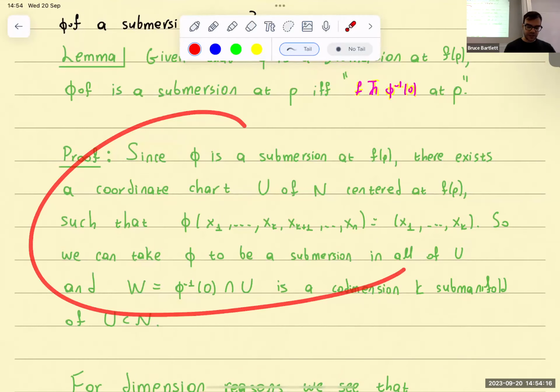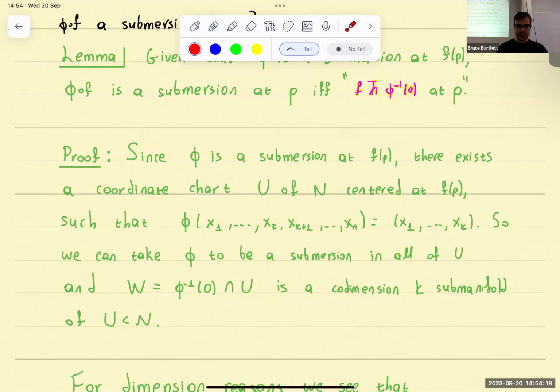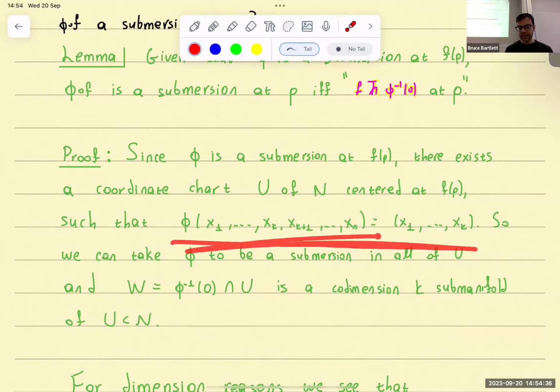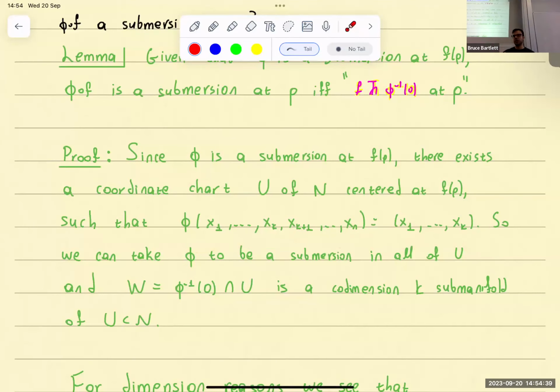And basically, the first part of the proof is just saying what I just said. It's just making this precise. If you are a submersion at f of p, there should exist a coordinate chart in N centered at f of p, where phi locally takes this form. So all submersions locally look like projections, the standard projection from n-dimensional Euclidean space to k-dimensional Euclidean space. That's the local form that they all take.